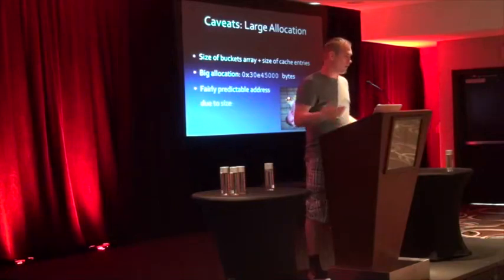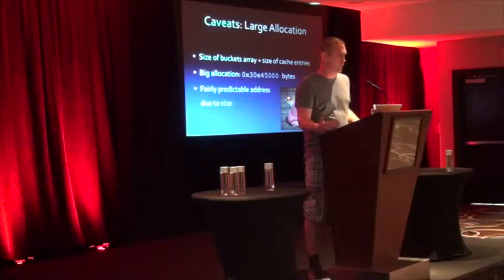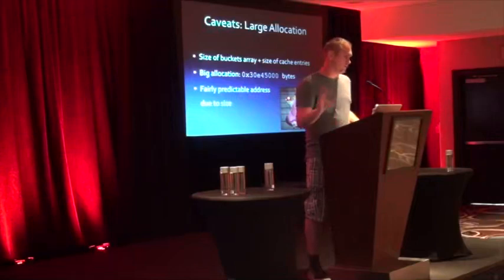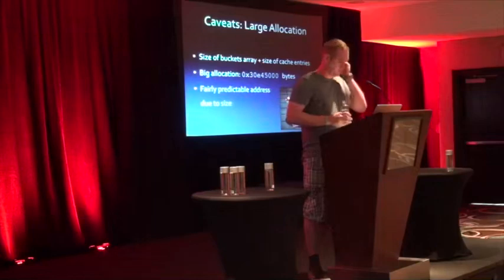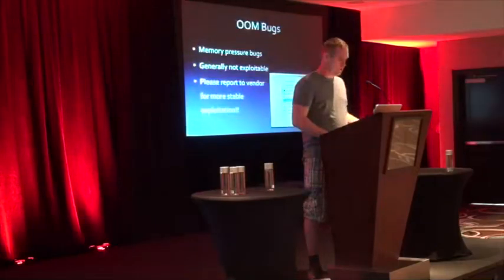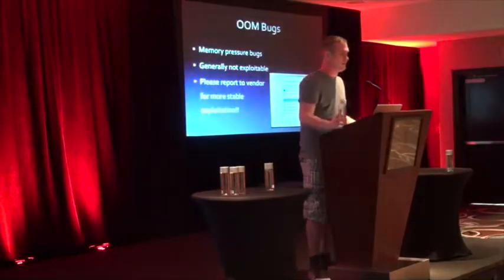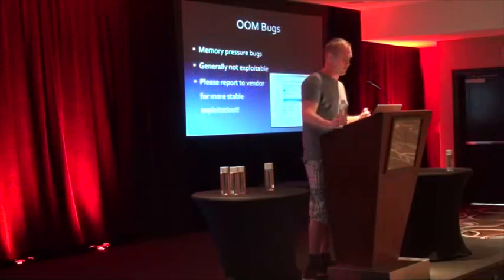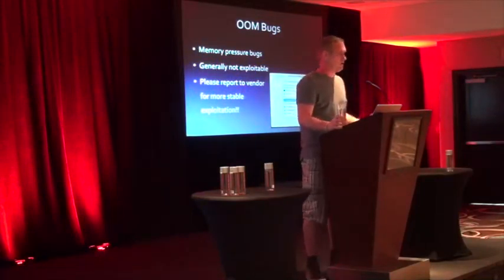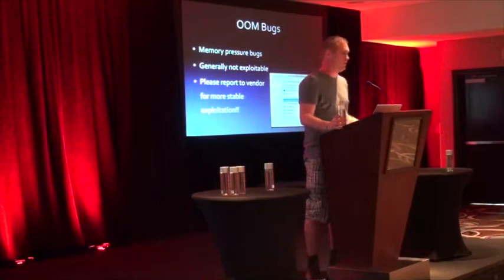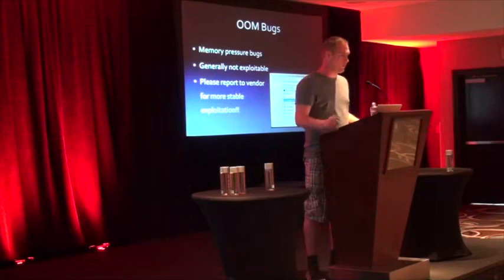One of the upsides of doing an allocation that size is that there's a limited number of places within the address space that it can be. You'll find that on OS X it falls really reliably into one of a few places, and you can predict its address pretty easily. But as a downside, because you're doing these big allocations, you start to run into memory pressure bugs. You'll see these in the debugger, crashing in like a UD2 instruction or whatever, and they're generally not exploitable. But if you do hit these conditions, please report them to the vendor and get them fixed so that my technique can be more stable.